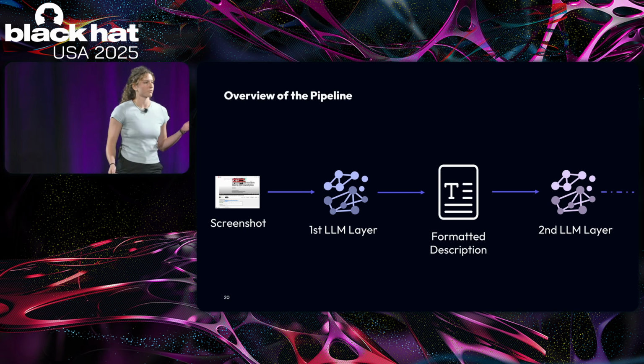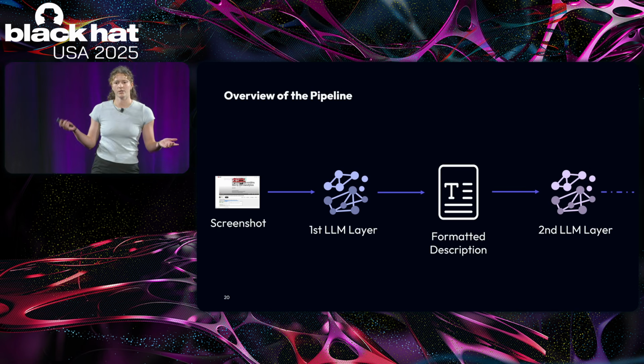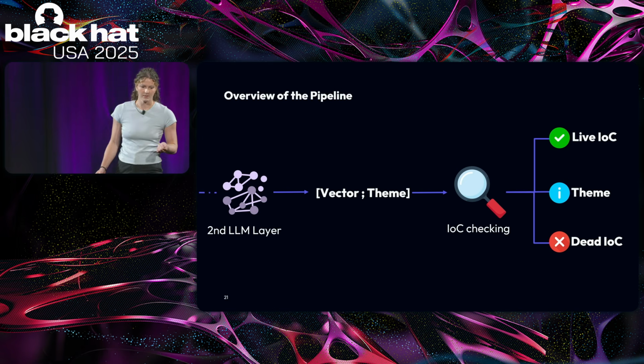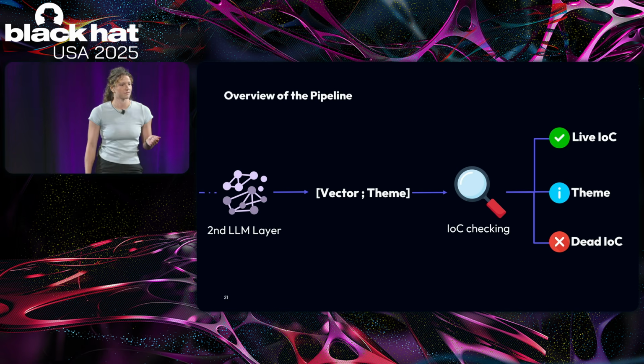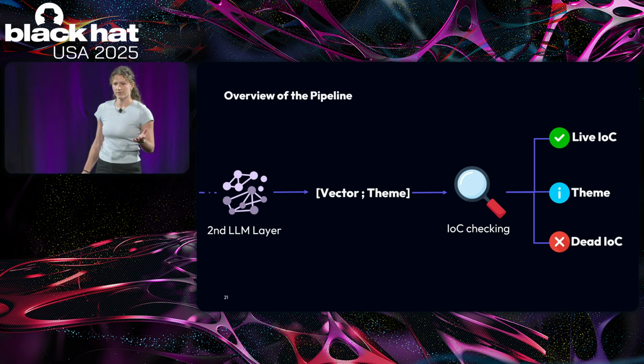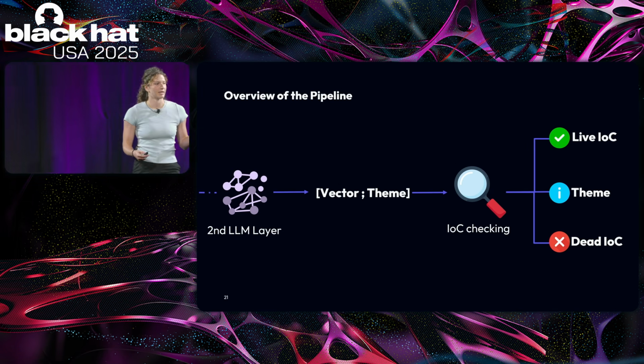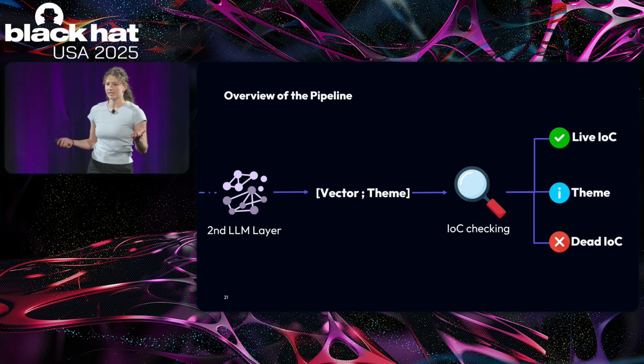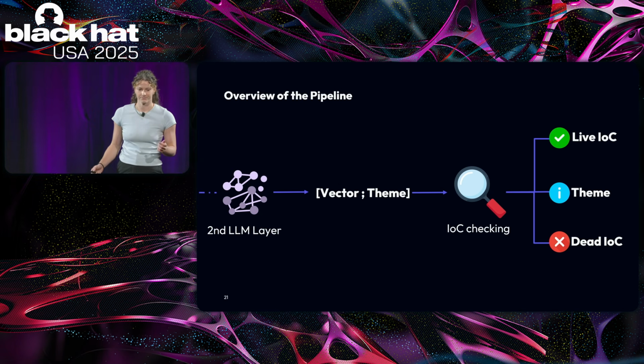It outputs a formatted description that we then use for the second LLM layer to identify the infection vector, as well as the theme of the infection. Then comes an IoC checking pipeline to discriminate between live IoCs, those that are just dead, and those containing only the theme of the infection.